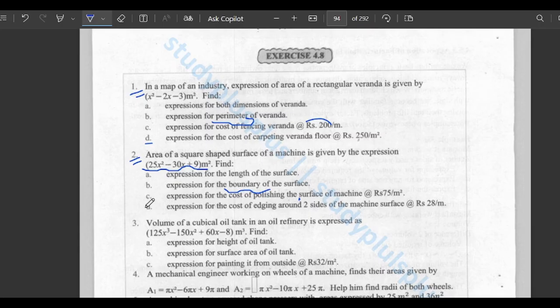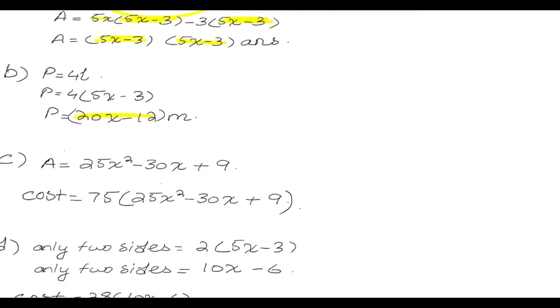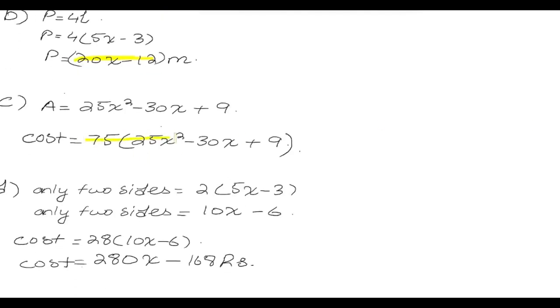Now let's move on to part 3. We need to find the expression for the cost of polishing the surface of the machine at 75 rupees per meter square. So just look at the unit, it is meter square. So we will multiply this value with the area that was already given in the question. So 75 will be multiplied with 25x square minus 30x plus 9. Here I will show you the steps so you will find the cost. So this will be your answer.